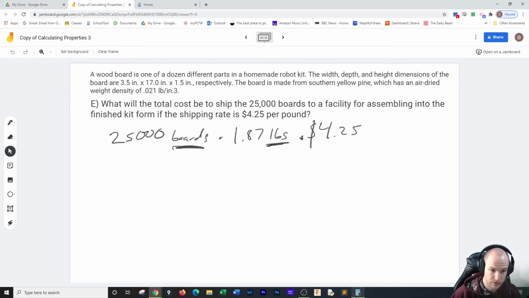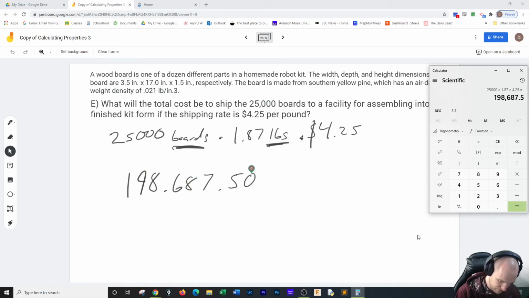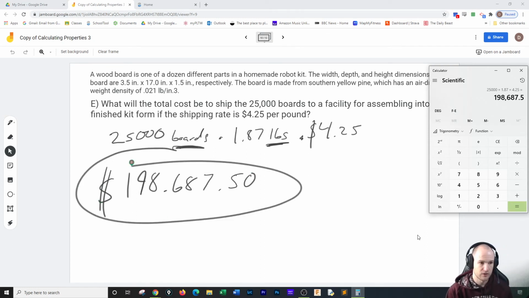Okay, so let's put that all in the calculator. 25,000 times 1.87 pounds times $4.25 a pound is $198,687.50. That's a lot of money. All right. So that is everything you need for number 2.